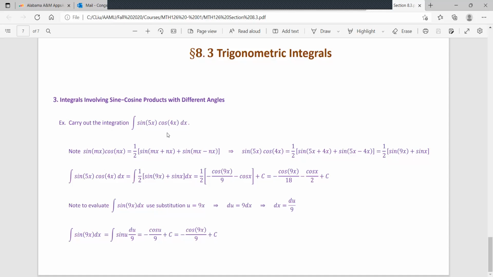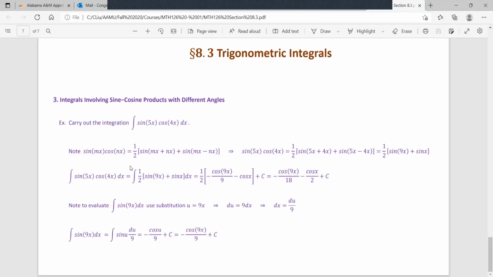So the example here is to integrate sine 5x times cosine 4x. If you let m equal 5 and n equal 4, then sine 5x cosine 4x equals half of sine of 5x plus 4x plus sine of 5x minus 4x. And 5x plus 4x is just 9x, and 5x minus 4x is just x. So the integrand, the function to integrate, is just 1/2 times sine 9x plus sine x, which is very easy to integrate.